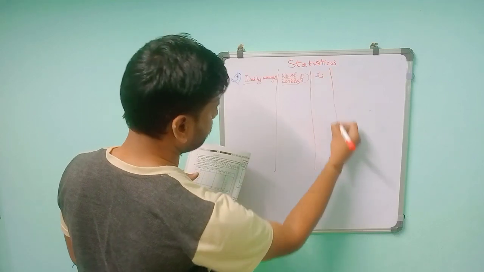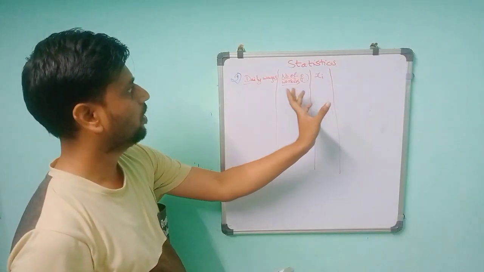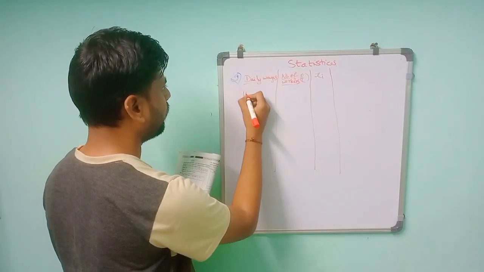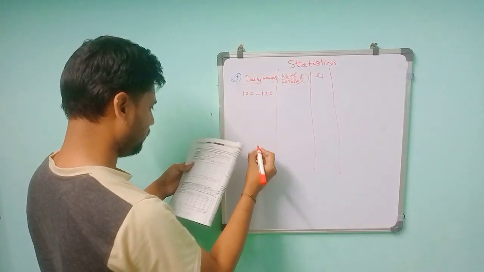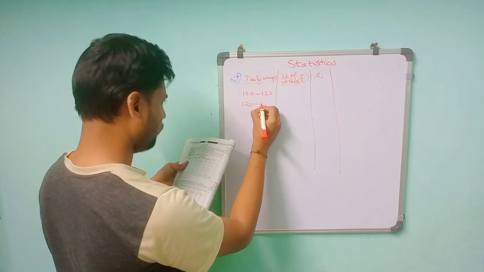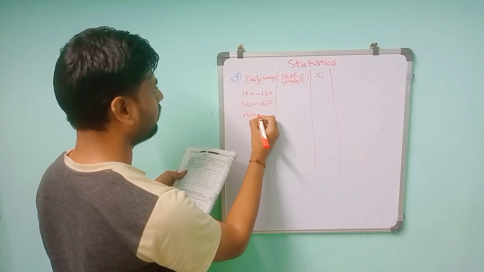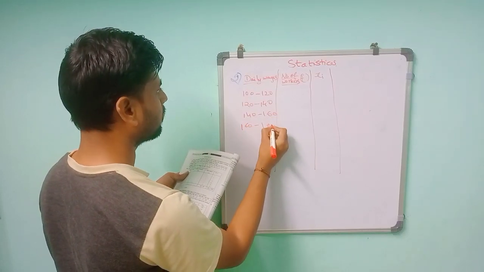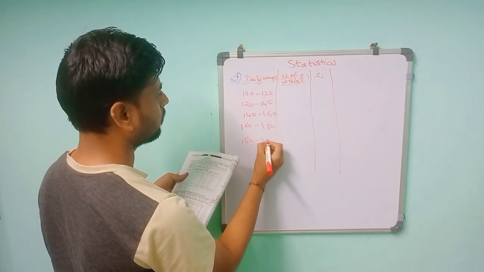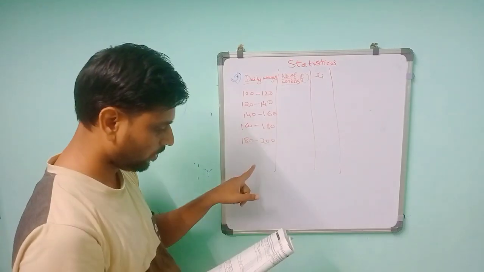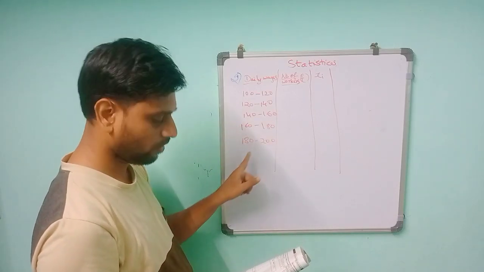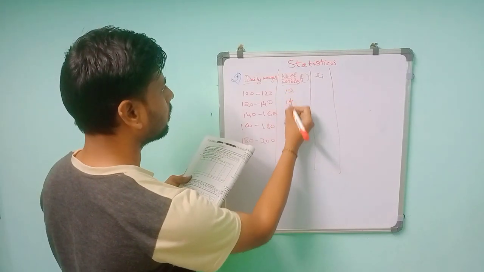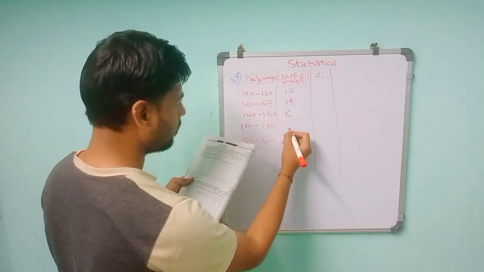Only if you want the second or third method do the values change. If not, Fi into Xi will come. In daily wages they gave 100 to 120, 120 to 140, 140 to 160, 160 to 180, 180 to 200. And the numbers of workers are 12, 14, 8, 6 and 10.